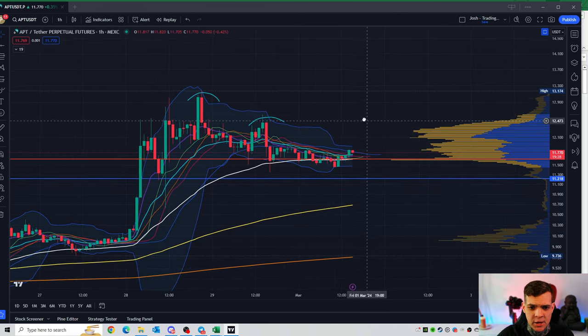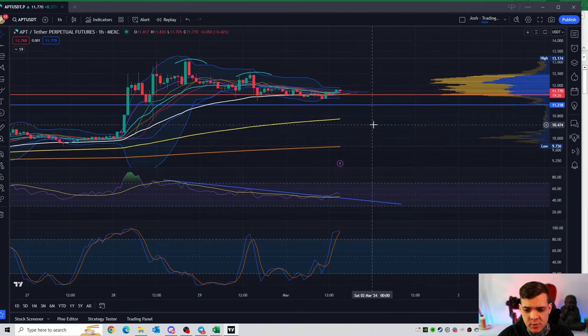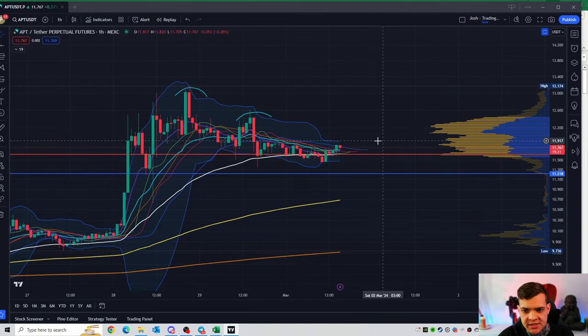So we've got Aptos right here. We're almost overbought, but overbought doesn't really matter if you broke, because you're going to go sideways a bit.